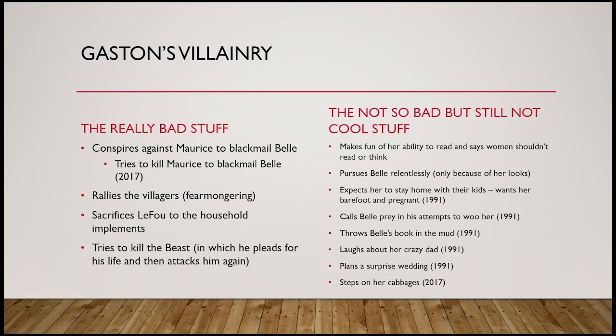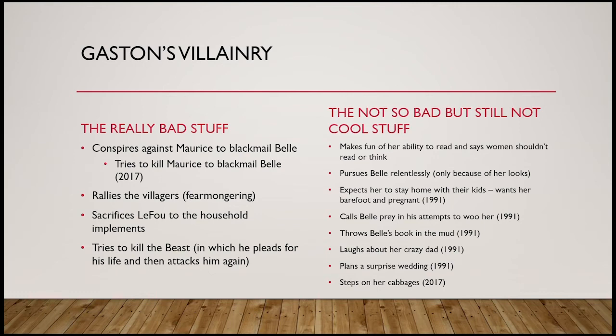So the really bad stuff that can't be excused or talked about and changed in anything like that is that he conspired against Maurice to blackmail Belle. And in the 2017 version specifically, he tried to kill Maurice to blackmail Belle. He rallies the villagers and engages in fear-mongering. He sacrifices LeFou to the household implements, and he tries to kill Beast, in which he pleads for his life and then attacks him again. So he really is shown to be quite bloodthirsty in that regard.